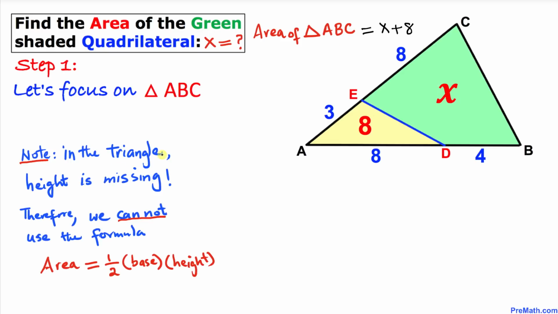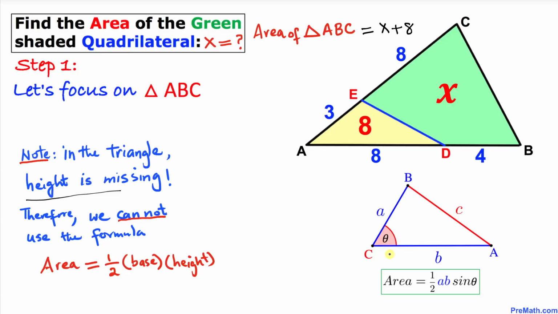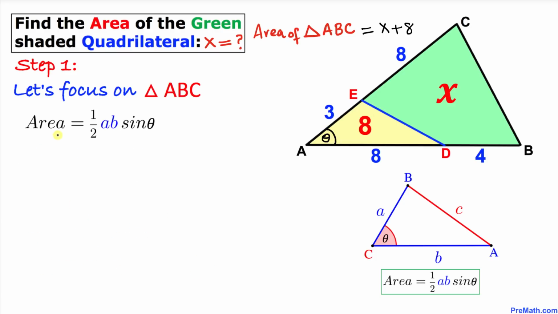As we can see in this triangle, the height is missing. Therefore, we cannot use the formula area equals a half times base times height. Instead, we will use the formula area equals a half times a times b times sine of theta. Here I'm going to call this angle theta. Let's calculate the area of triangle ABC.